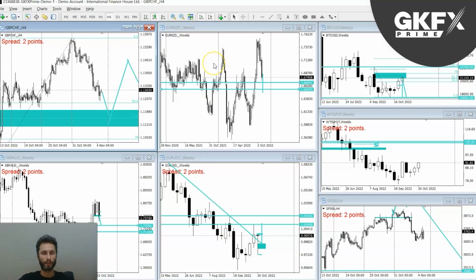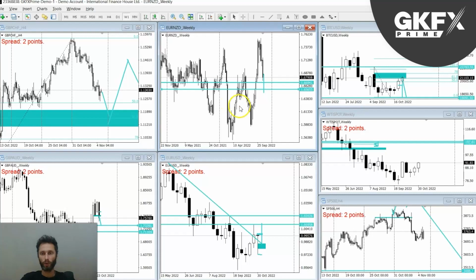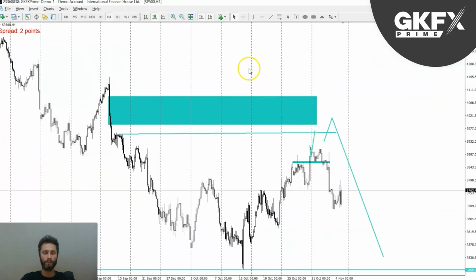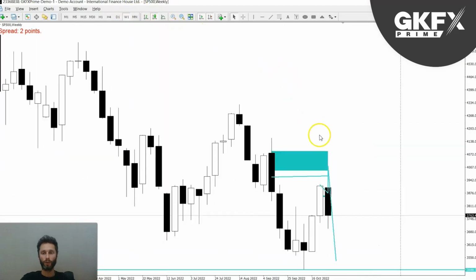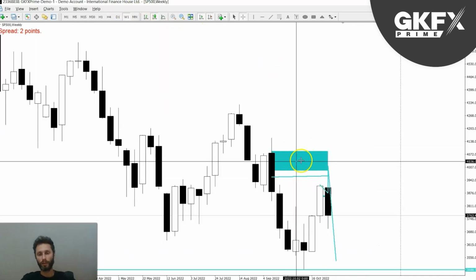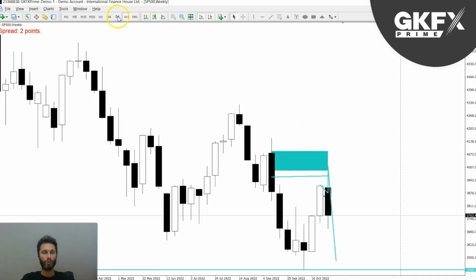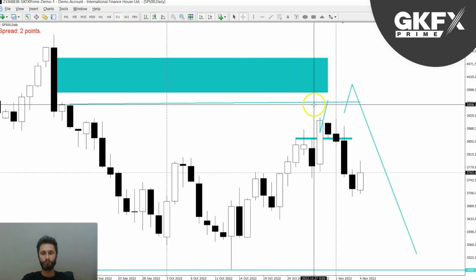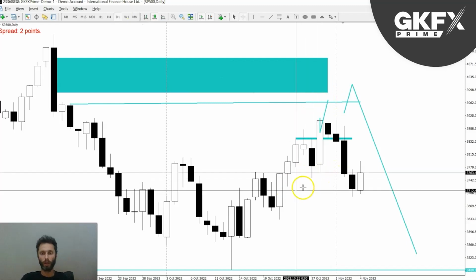Okay, what's next? Let's have a look at the next one on the list. Let's go to the S&P. All right, so what do we have with this S&P? I was looking at this area up here to reach into and then a reverse. That did not happen last week. So instead we broke a low.